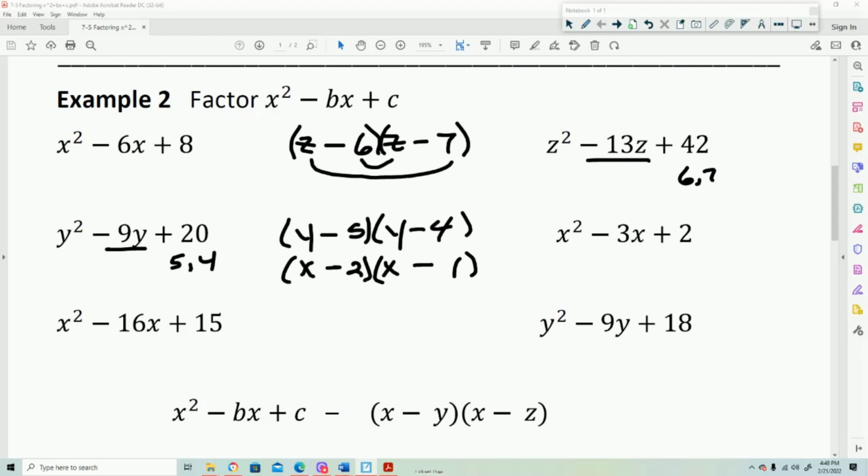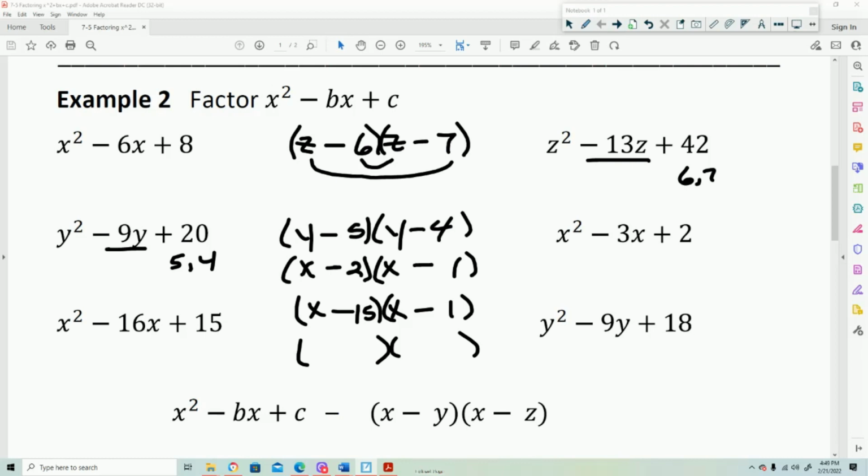Last two in this example set, I'll go ahead and make both parentheses. This one, x, x. 5 and 3 do not work because that gives us 8. So 16 can only be gotten by multiplying 15 and 1, or adding 15 and 1. So I'll do 15 and 1 here. Two minus signs. So when I multiply, that gives me a +15, but a -15 here and a -1 here give me -16 for my middle term.